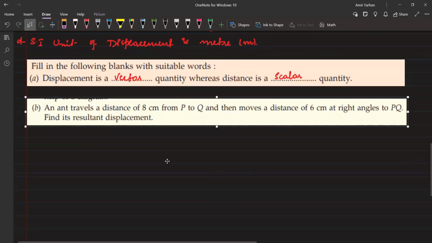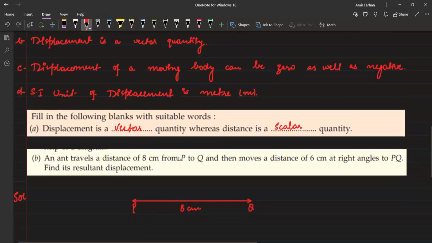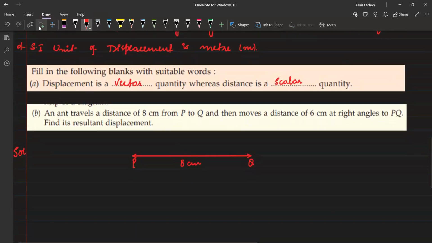Let's do this question together. This question is saying that an ant travels a distance of 8 centimeter from P to Q. I'm drawing here. So this is P and this is Q, and this is the 8 centimeter distance from P to Q, and then it moves a distance of 6 centimeter at right angle to PQ. So it is saying that it has moved perpendicularly 6 centimeter.